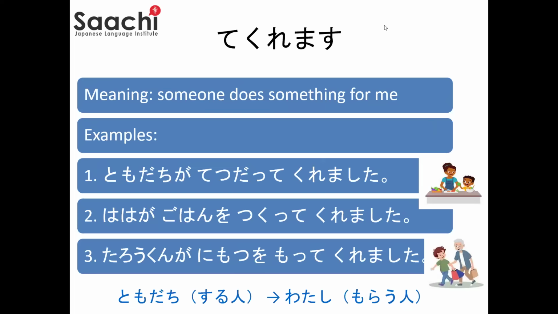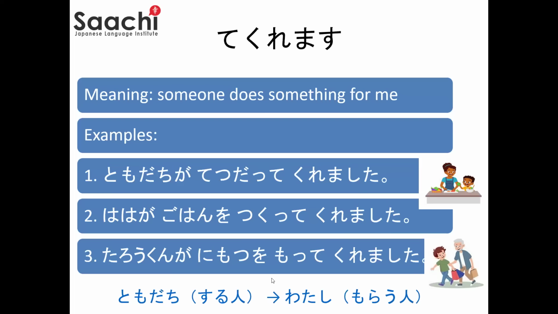Similarly, we are doing te form kuremasu. Someone else does something for me or my family member. So, we are using the te form of the verb and kuremasu. Let's see the example. Tomodachi ga tetsudatte kuremashita. 母がご飯を作ってくれました。太郎くんが荷物を持ってくれました。So, my friend helped me. 手伝ってくれました。The mother made cooked food. ご飯を作ってくれました。太郎くん helped in carrying the luggage.